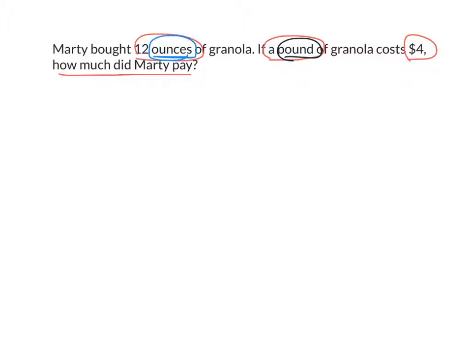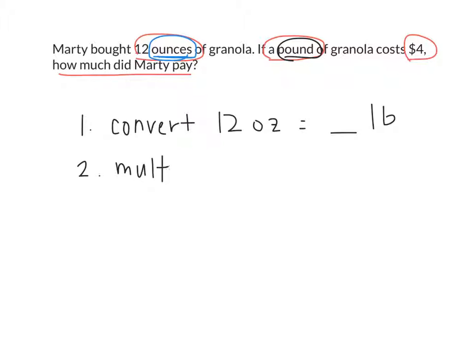What is the first step we'll have to do? Christopher? First step was we're going to have to convert ounces. We have to convert 12 ounces to some number of pounds. What will step 2 be? Rashita? Then I'll have to multiply $4 by however many pounds there were to find out how much money. Okay, so let's do that.